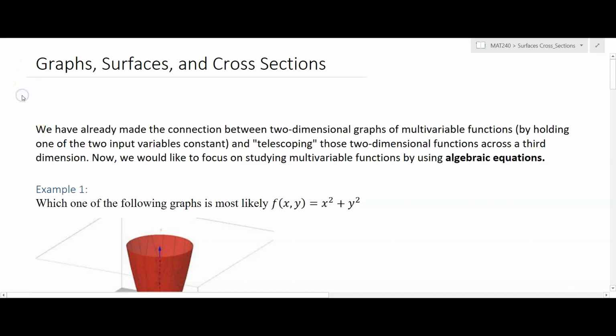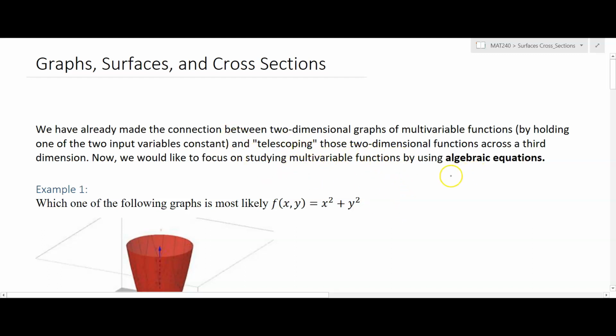Welcome. In this video, we are going to take a look at graphs, surfaces, and cross-sections. One of the things we've already done in our prior lesson is make the connection between two-dimensional graphs of multivariable functions. The way we did that is we held something constant, and for each of those constants of that one input variable, we drew two-dimensional graphs of the resulting input variable with the output variable z.